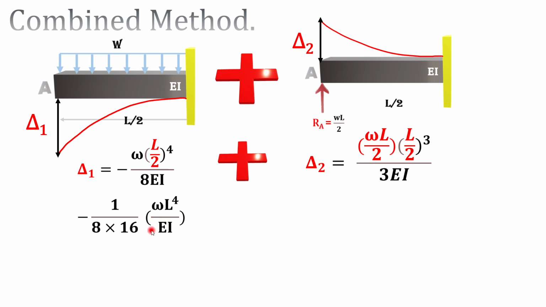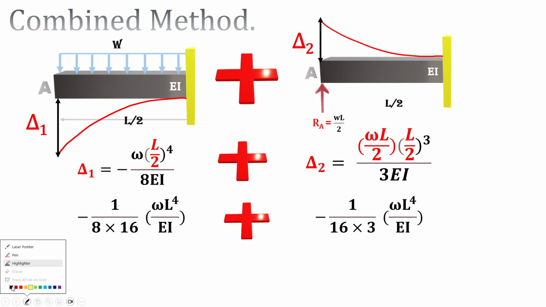So we can take out the constant of WL to the fourth over EI, and we have a negative 1 over 8 times 16 for the first part plus, my bad, this is positive. The other half is positive because it's upward, 1 over 16 times 1 over 16 times 3 WL to the fourth over EI.